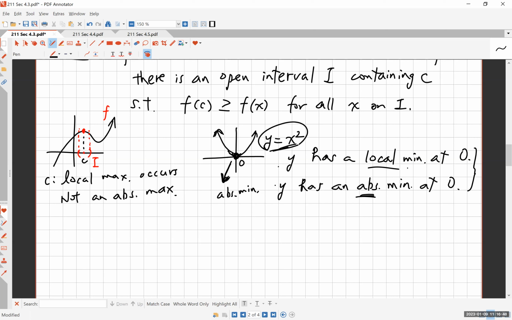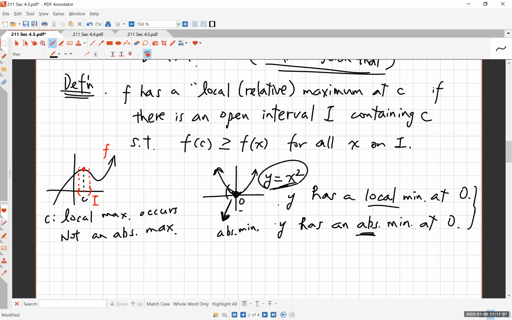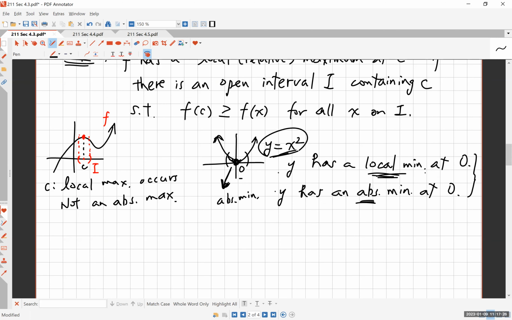Now, is this a local minimum? Okay, now don't be under the impression that just because something is an absolute minimum, it can't be a local one. Because the definition of a local minimum says this is a local minimum if you can find a small interval, including 0, where this is the lowest point, where f(c) is less than or equal to f(x). And yes, you can find a small interval, like from -1 to +1, an open interval, in which this is the least point. So it is also a local minimum, right?